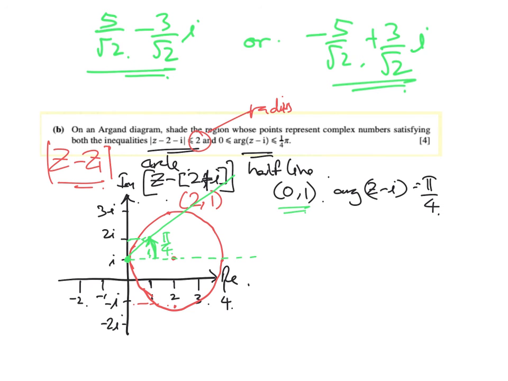Now on the diagram, once you've drawn this, shade the region whose points represent complex numbers satisfying both inequalities. Less than 2 is inside the circle, and 0 less than arg of z minus i less than 45 degrees, so less than 45 degrees is everything inside, and also less than 2 for the circle. So the blue region is the region that we wanted for the answer. So that's your answer for this question. Okay, if you do it step by step, you should be able to get this.